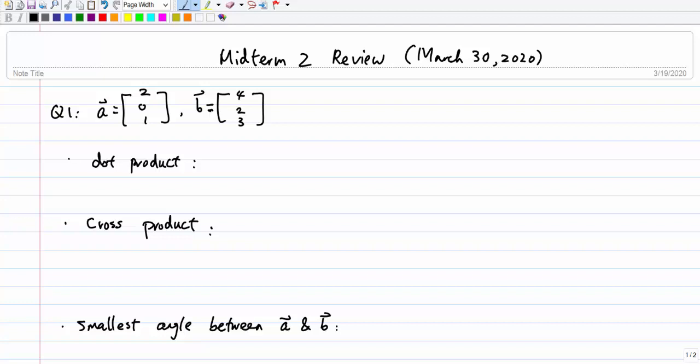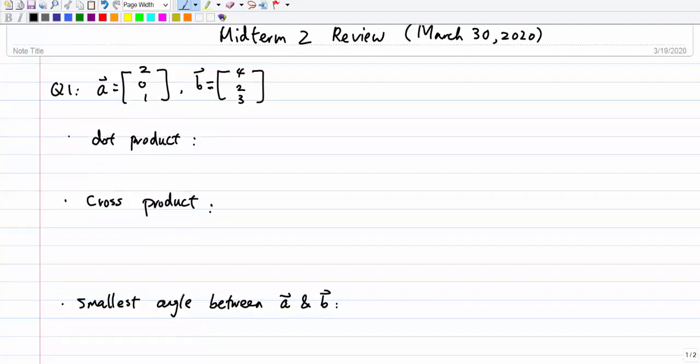The first question is to review a little bit about the dot product and cross product for two vectors. If I give you two vectors, A vector is 2, 1, 0, B vector is 4, 2, 3, compute the dot product and the cross product.